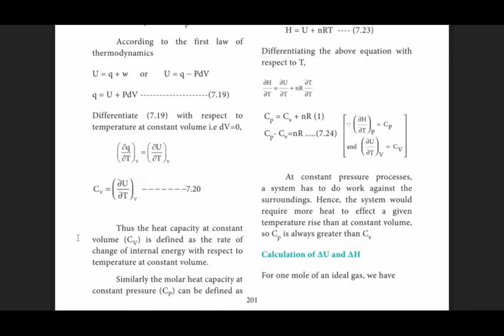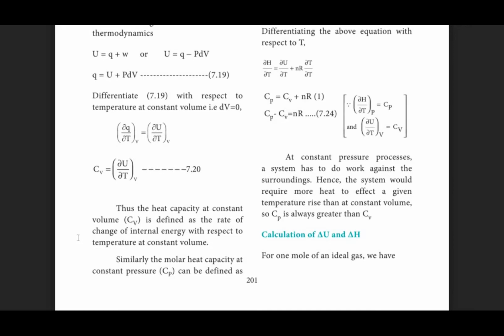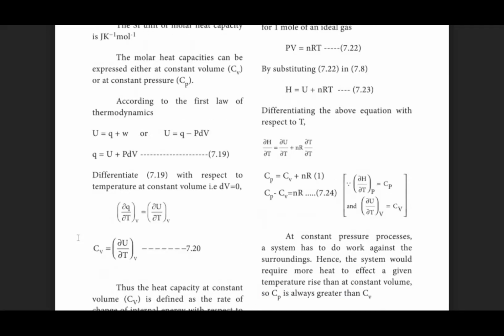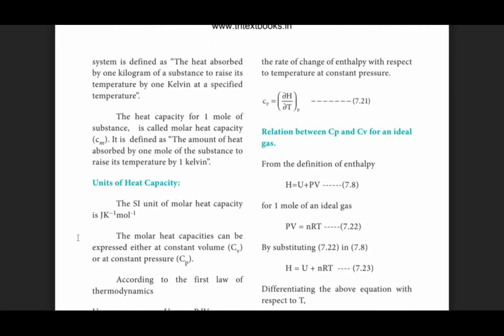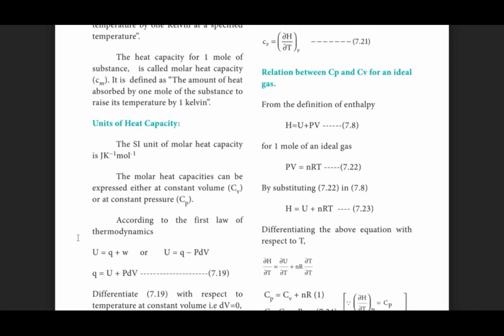Thus, the heat capacity at constant volume, Cv, is defined as the rate of change of the internal energy with respect to temperature at constant volume. Similarly, the molar heat capacity at constant pressure, Cp, is defined as the rate of change of the enthalpy with respect to temperature at constant pressure, given as Cp is equal to dou H by dou T at constant pressure. Then the relation between Cp and Cv: this will come under a 3 mark question.